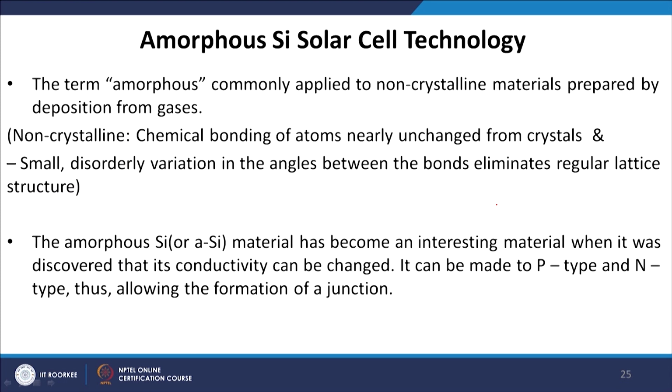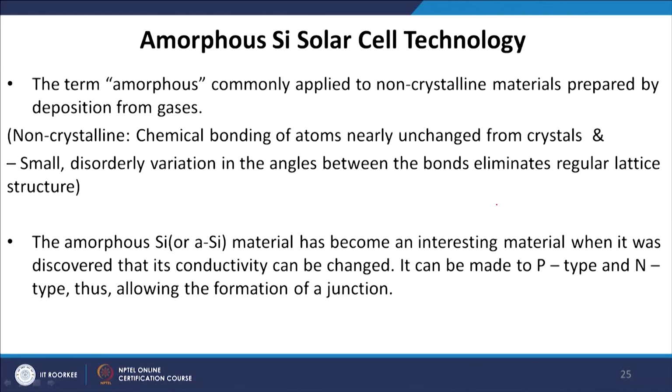Now, the term amorphous is commonly applied to non-crystalline materials prepared by deposition from gases. So, we are pretty much sure about what is an amorphous material or what is a crystalline material, and usually, characterization-wise, how do we know whether some material is amorphous or crystalline? We use an experimental technique called XRD, X-ray diffraction. From the XRD peak analysis, or looking at the nature of the peak, we can comment on whether a material is crystalline or amorphous. We can even know the degree of crystallinity.